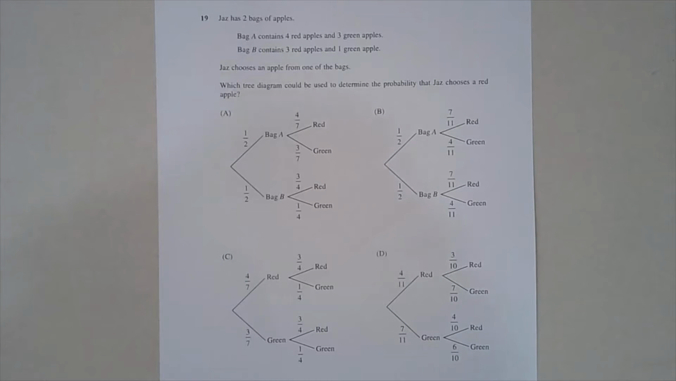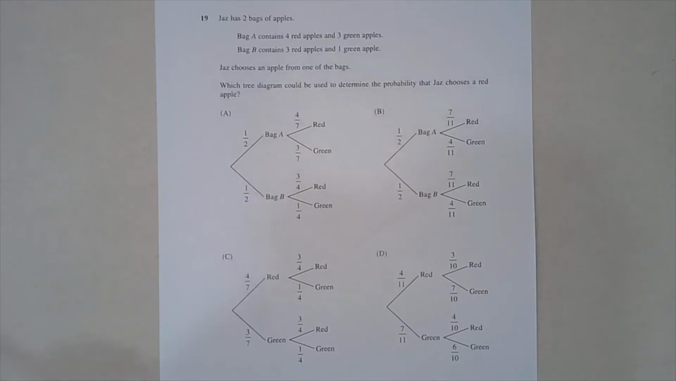Question 19. Jazz has 2 bags of apples. Bag A contains 4 red apples and 3 green apples. Bag B contains 3 red apples and 1 green apple. Jazz chooses an apple from one of the bags. Which tree diagram could be used to determine the probability that Jazz chooses a red apple?